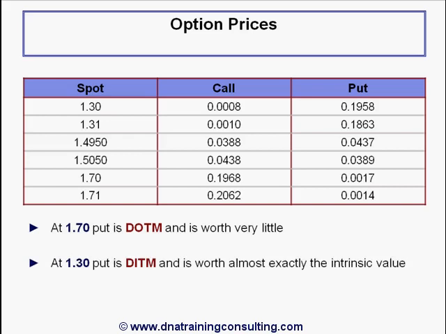At 130, the put is deep in the money and is worth a great deal. In fact, it is almost exactly equal to the put's intrinsic value, which we define as the strike minus the forward. And at 150, the put is at the money and is of course worth something in between these two extremes.